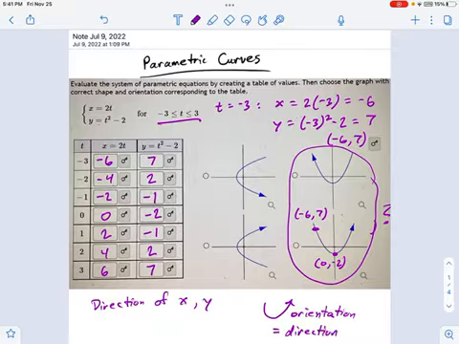It's not just enough to fill in this table. That's important, but you also have to pay attention to what the order is as you march through the parameter t in that table. The direction matters.